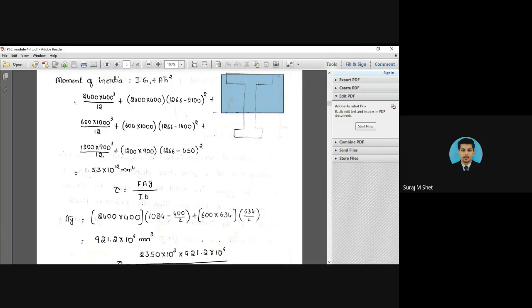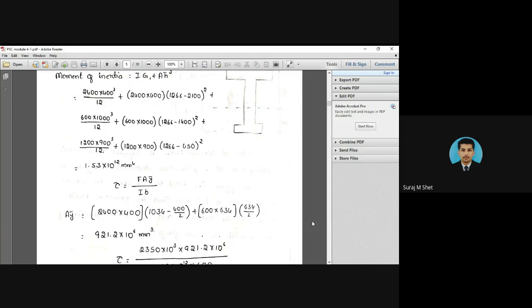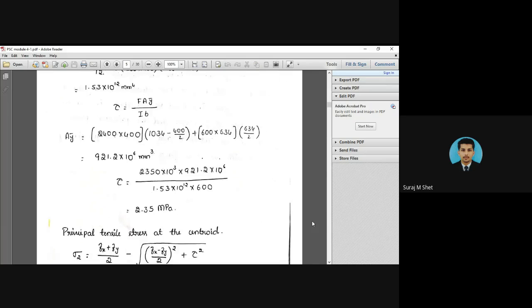So how are you getting 1034? You understood, right? Because from the below it is 1266, and from the above 1034. If you add this, you will get the total distance. So A into y bar, you calculate it from the above formula. After this, just substitute the formula.